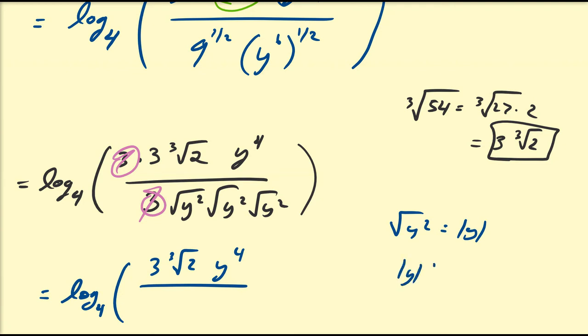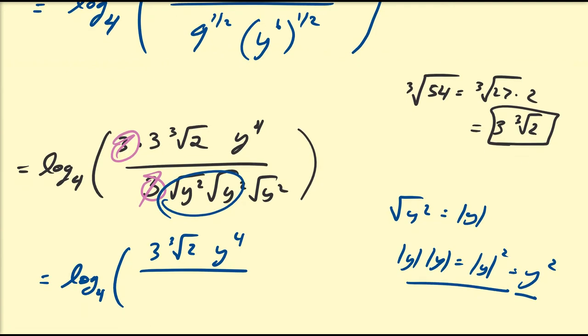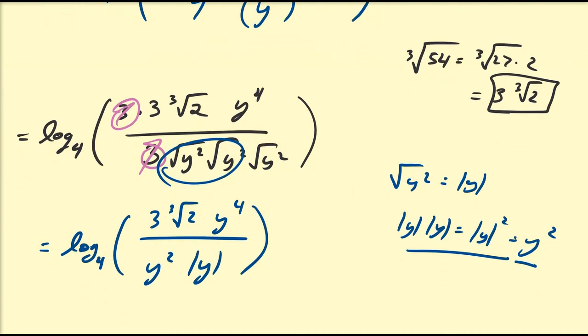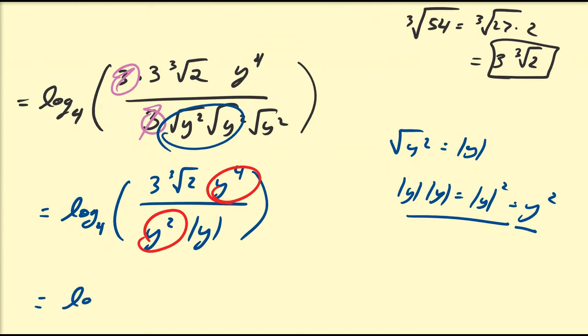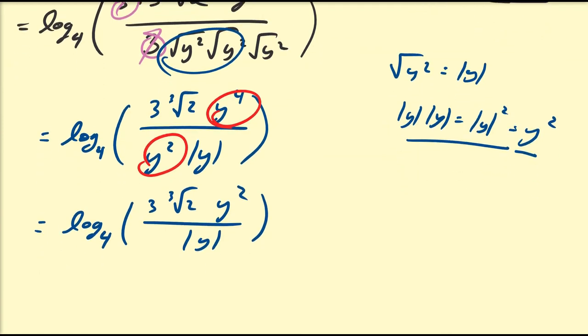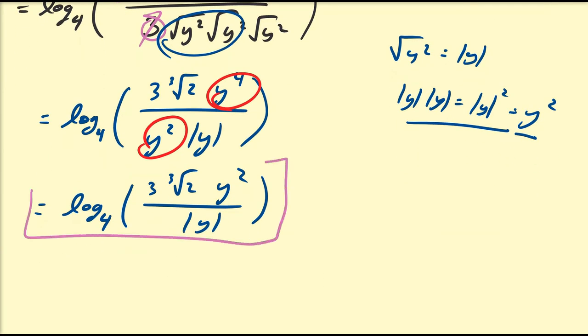And also, the absolute value of y times the absolute value of y is the same thing as the absolute value of y squared, which is actually the same thing as y squared, because the absolute value is always positive, and y squared is always positive also, right? So that's just y squared. So I have y squared times the absolute value of y there, right? So we can simplify those, which is nice. So this is going to be the log base 4 of 3 cube roots of 2 y squared over the absolute value of y. Since we do not know any restrictions on y, then that would be our final answer.